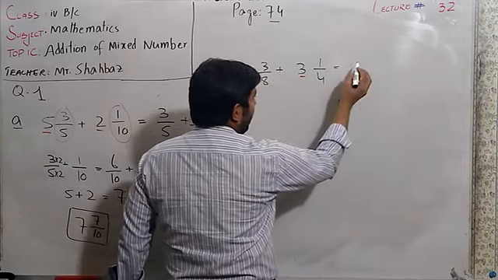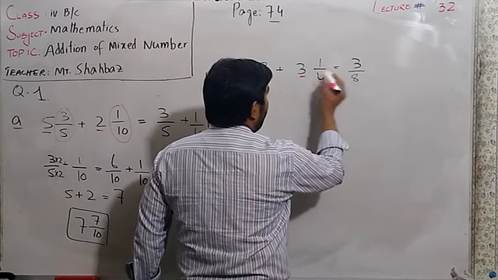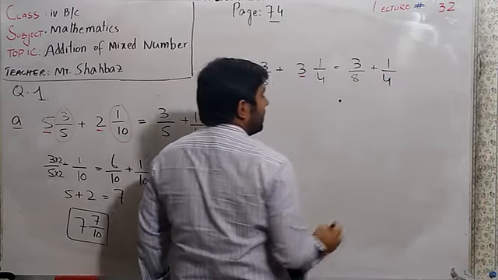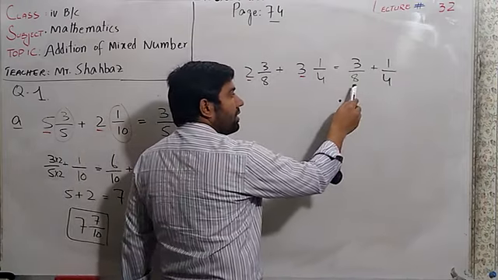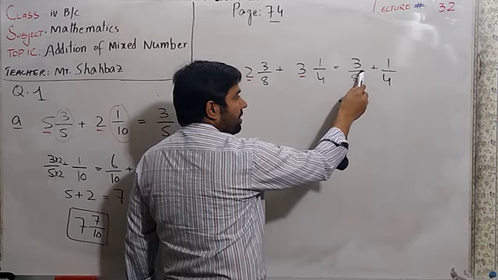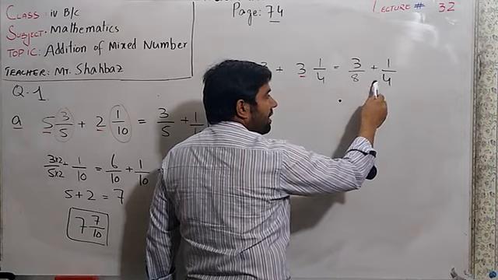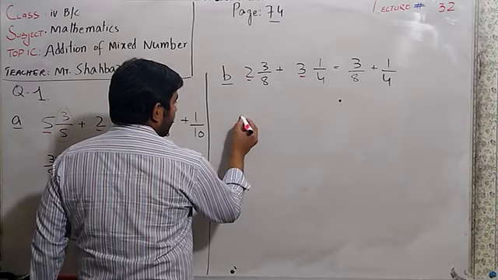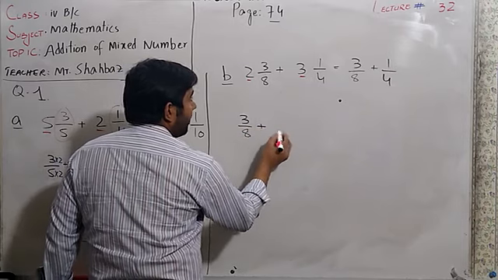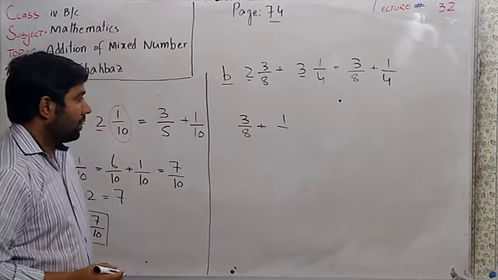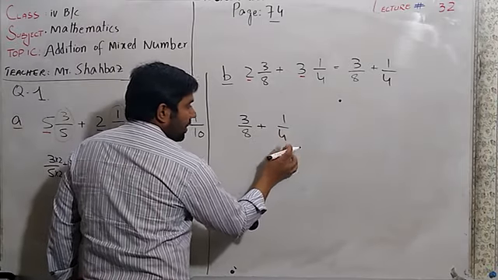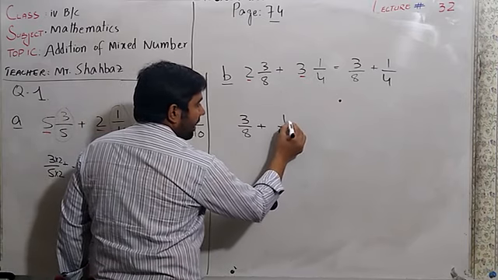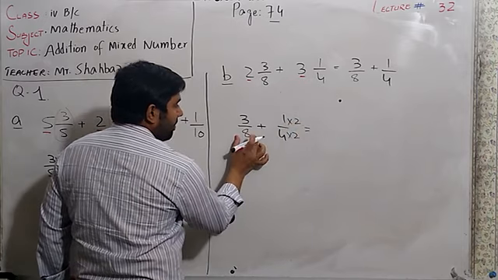This is 3 over 8 plus 1 over 4. Same, we have to make the same denominator, like fractions. This is 8, this is 4. We have to make this 8. 4 multiplied by 2 will be 8. So we multiply this with 2 and the numerator also with 2. This stays the same as it is.